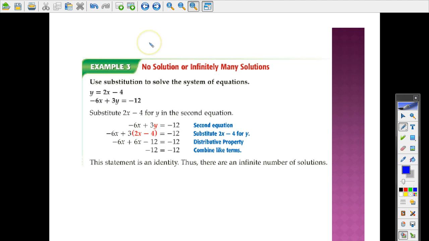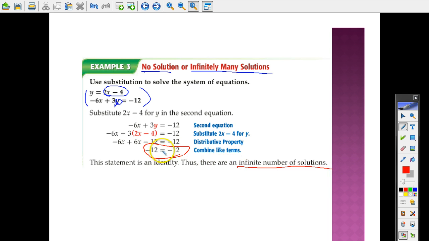All right, welcome back. So here's example 3, when there's going to be no solutions or infinitely many solutions. When you do substitution and you go through all the steps, so you put 2x minus 4 instead of y, and we did that. You use the distributive property, you combine like terms, you simplify, and you come to an answer that looks kind of weird, and that's -12 equals -12. Yes, -12 does equal -12, but it's not telling me what x and y equal. So when you have answers like this, the statement is an identity, thus there are an infinite number of solutions.